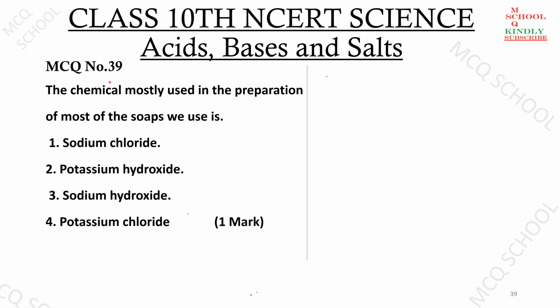MCQ number 39. The chemical mostly used in preparation of most of the soaps we use is, options are 1, sodium chloride, 2, potassium hydroxide, 3, sodium hydroxide, 4, potassium chloride. So what's the best answer as per you?